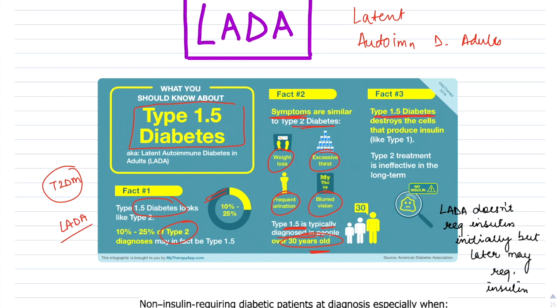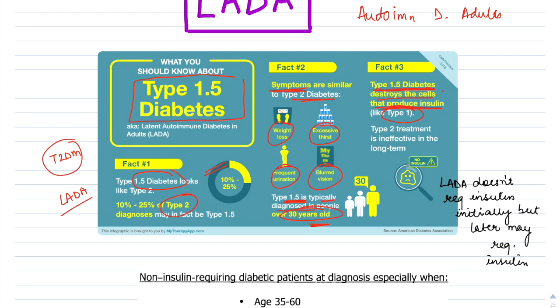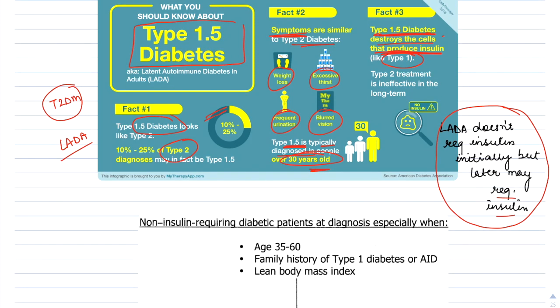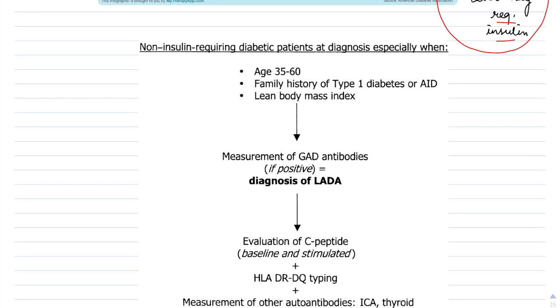Type 1.5 diabetes actually destroys the cells that produce insulin, like type 1. There is destruction of beta cells. They usually do not require insulin initially, but later they become insulin requiring, just like type 2 diabetes. So if a patient comes who is a non-insulin requiring diabetic patient, diagnosed at an age of 35 to 60 years, has a family history of type 1 diabetes or autoimmune diabetes, and a lean body mass index.